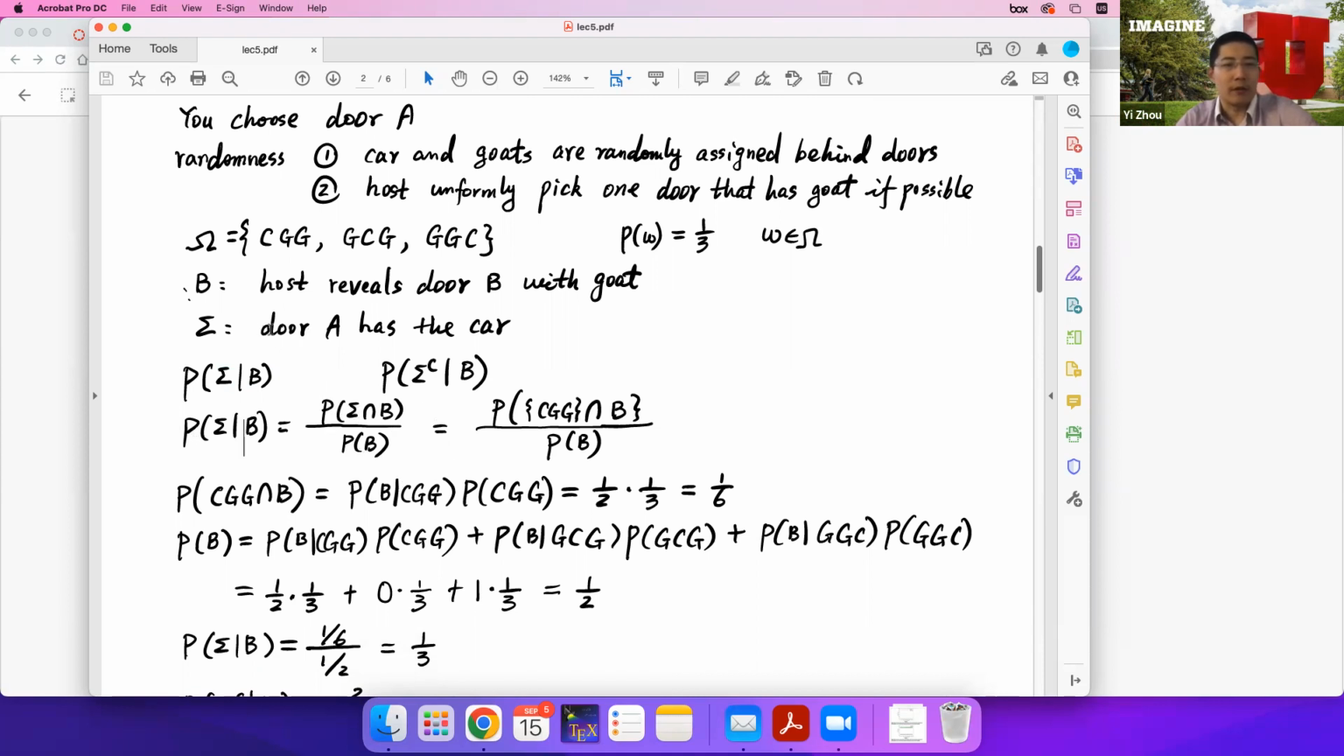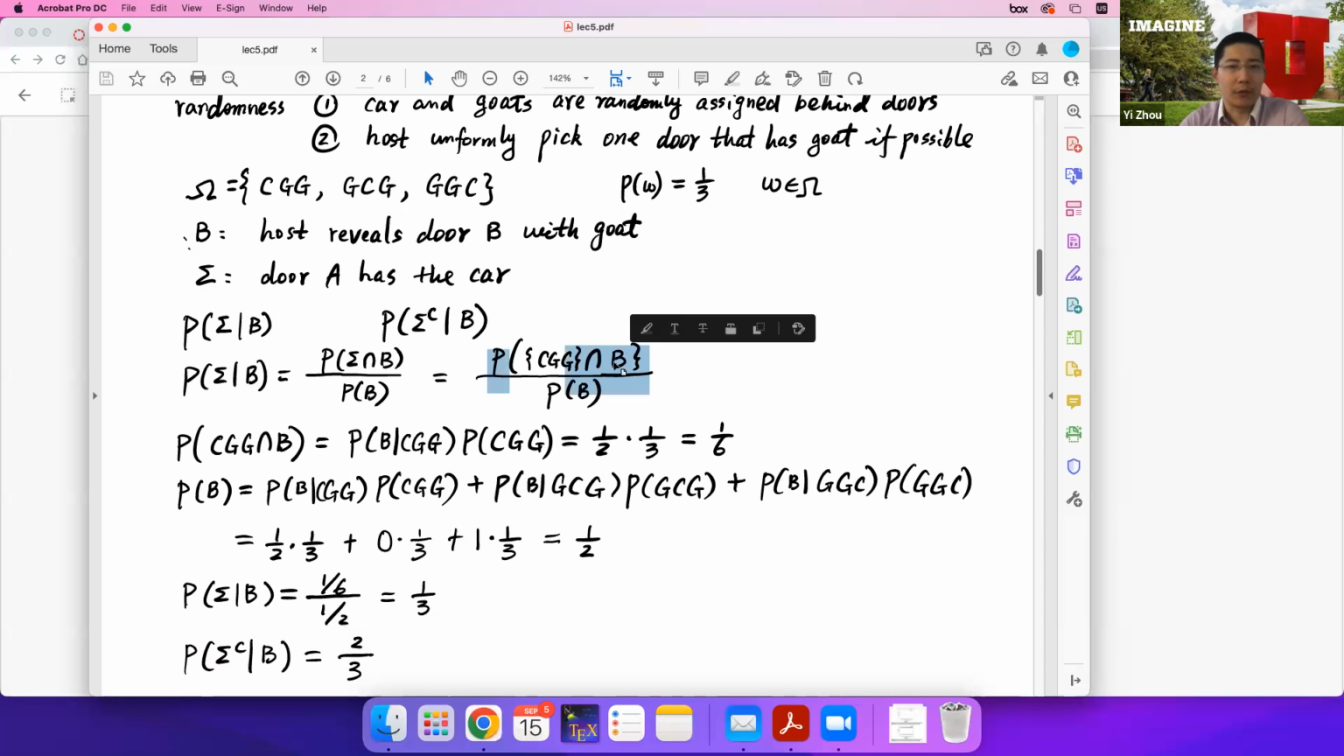The event sigma means that door A has the car. So in this case, the 3 gifts behind the doors are: car behind A, and the other 2 ghosts behind doors B and C. So we have C, G, G as the distribution of the gifts. So this is the event sigma, in intersection with the event B, where the host reveals door B with the ghost. Then we need to calculate these 2 parts separately.